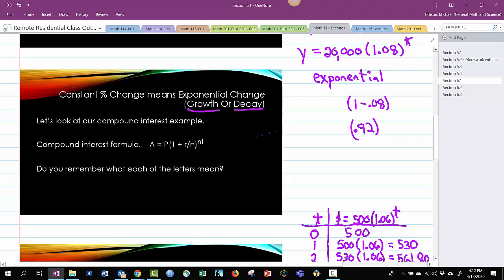Now, just a quick reminder, because it looks like we're going to be using compound interest mostly as our examples. Our text likes financial stuff. Reminder on the compound interest formula: A is the amount, P is the principal, the original amount you put in, and R is the annual interest rate.